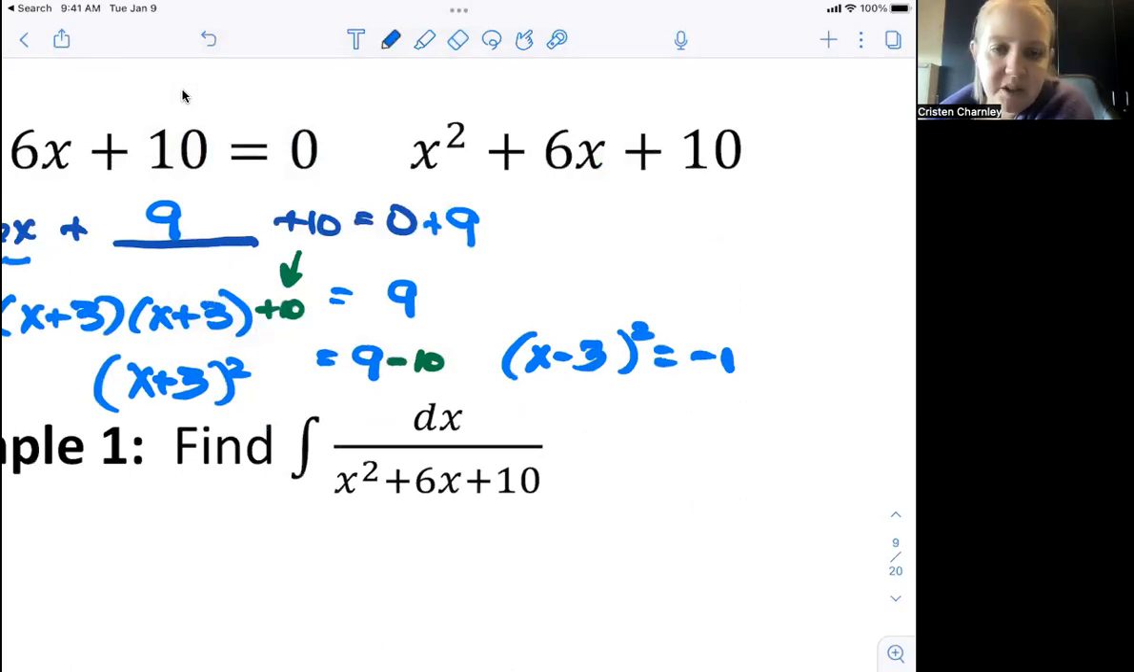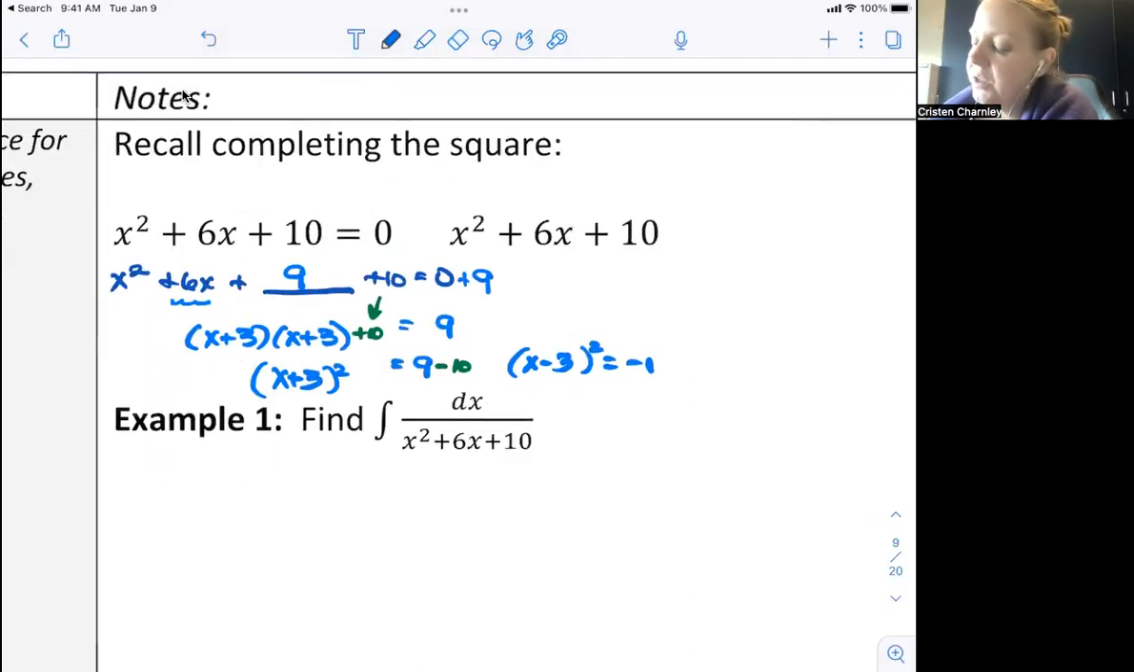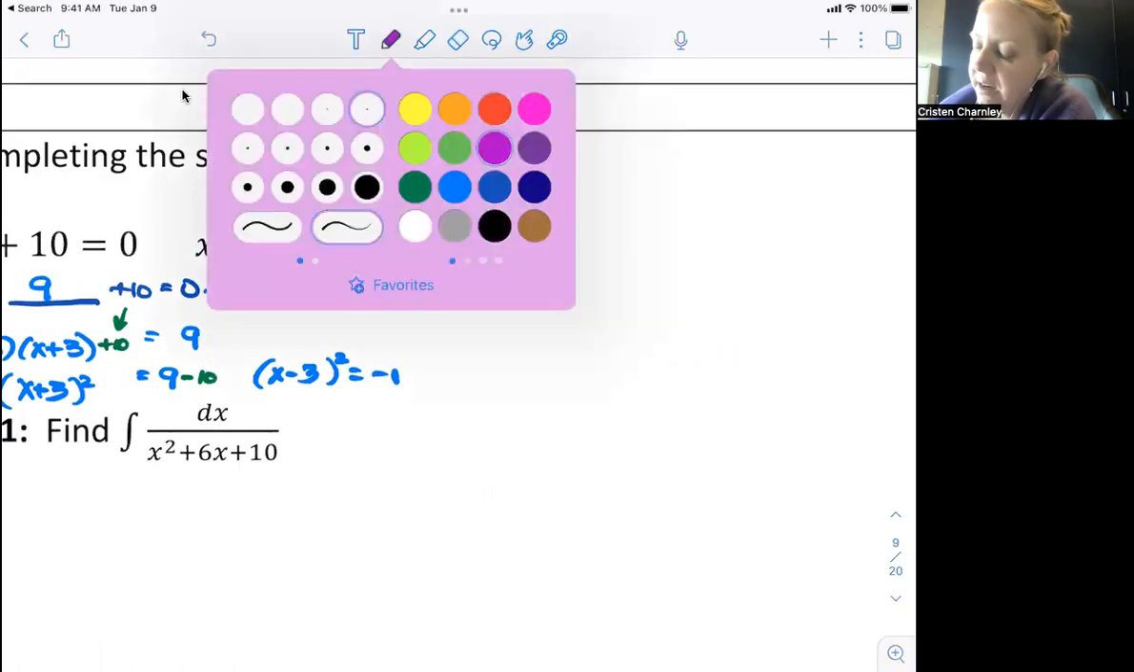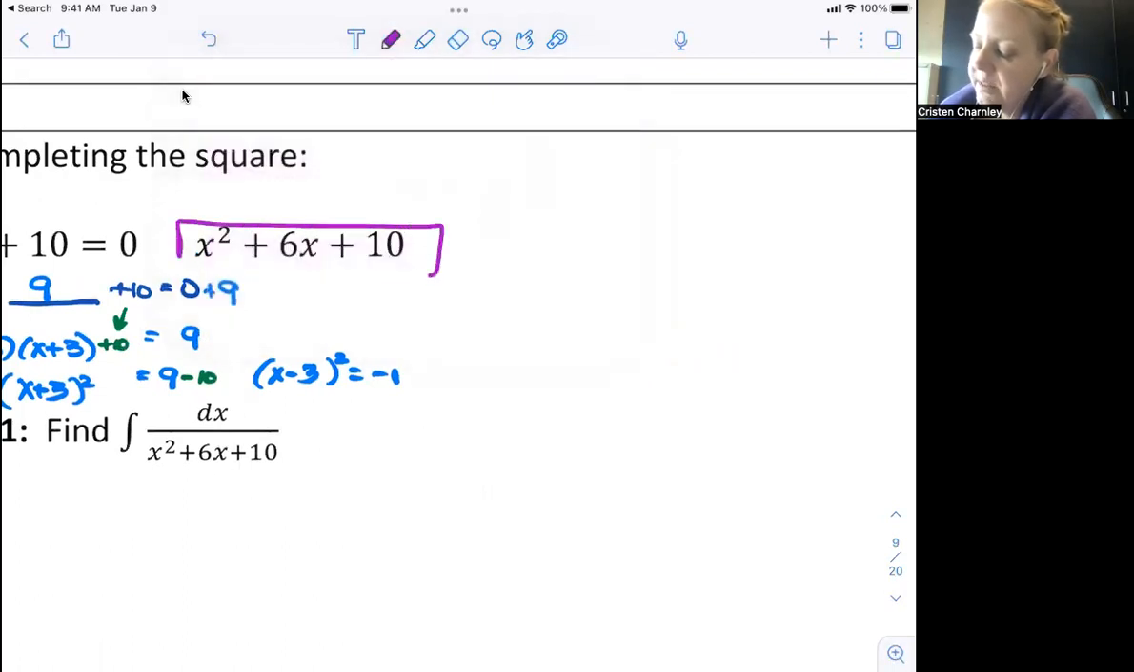We don't have to worry about imaginary numbers, and we're not necessarily solving quadratics like this, but we do have to complete the square. So what I have for you instead is an expression. So let's do this again. I have x squared plus 6x plus 10, but this time I don't have an equal sign. This is the version that I need you to remember how to do. Let's try again. x squared plus 6x plus 10.